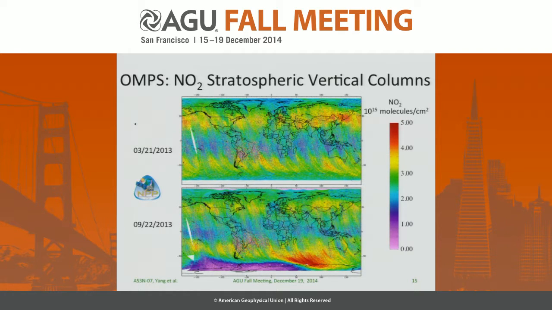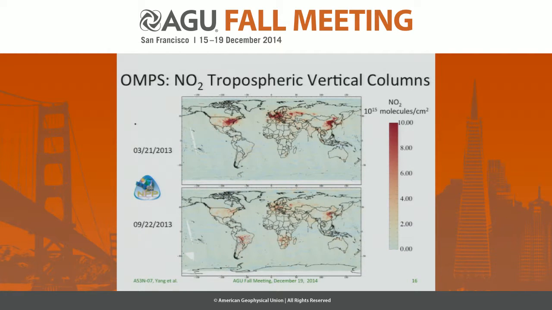And here's an example. Here we show the stratospheric vertical column from the ARMS. These are daily measurements for 2 days, and corresponding to that, here we have the tropospheric vertical column. You can see all the major pollution sources, and they are well captured. There's no averaging. This is just simple daily plots.